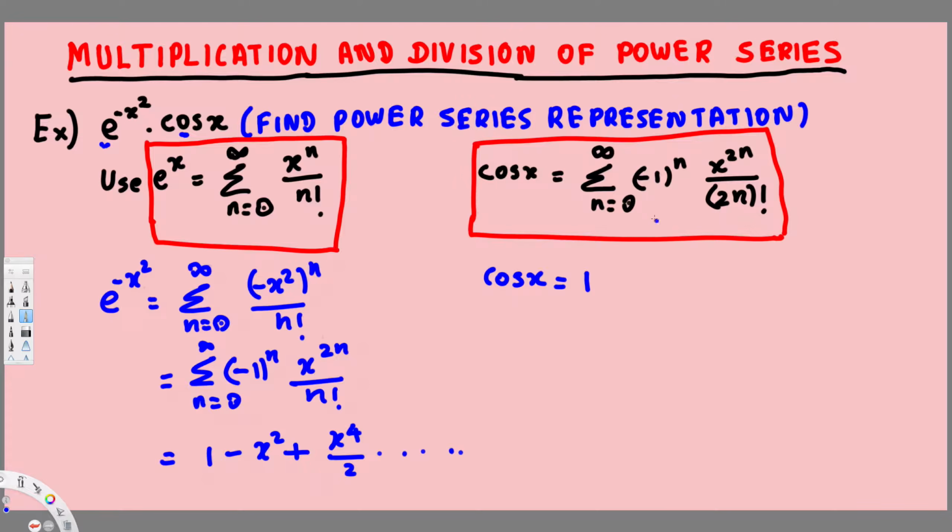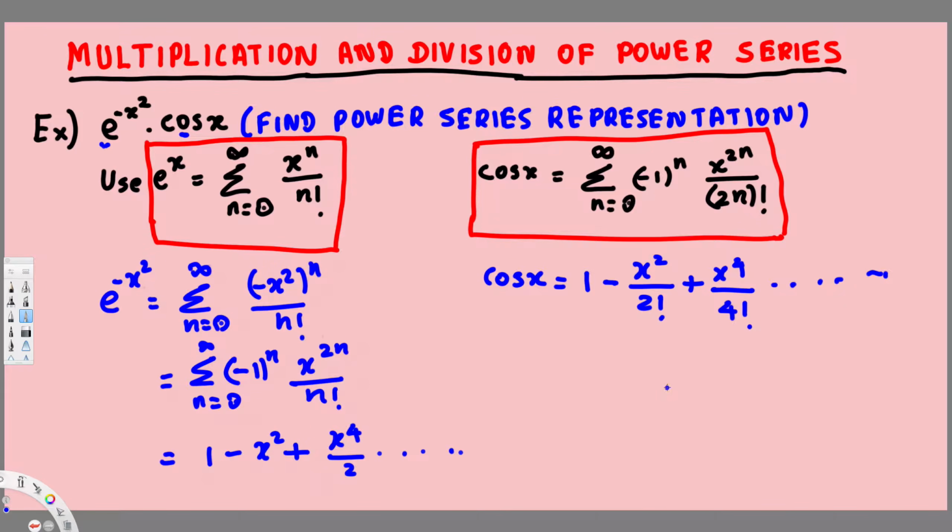Now let's look at the second term. If n is equal to 1, this is going to be a negative value, because negative 1 power 1 is negative. And then x power 2 times 1 is x square, over 2 factorial. Right? And the third term is going to be positive, because we are going to have n equal to 2, and negative 1 square is going to be positive. x power 2 times 2 is x power 4, over 2 times 2 factorial, which is 4 factorial. So it goes like this.